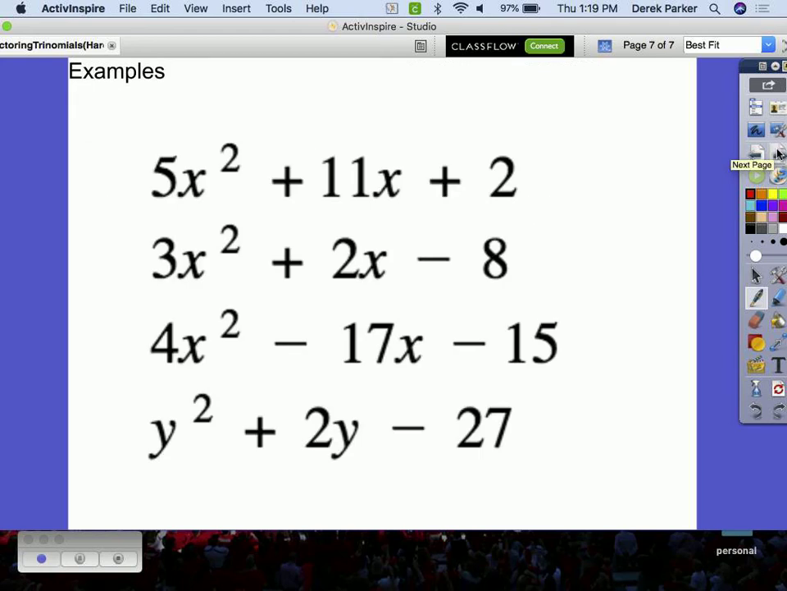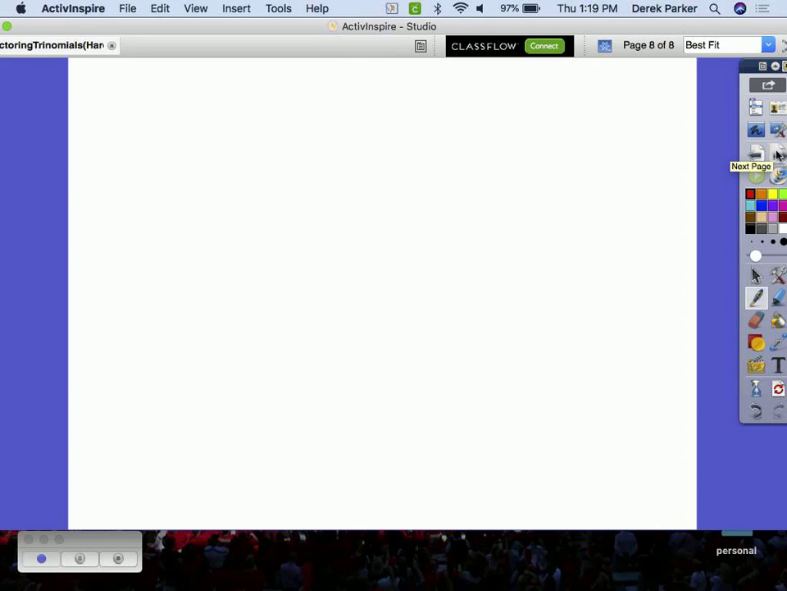Now, I have a few example problems that I'm going to do today with you. We'll start off with the first one: 5x squared plus 11x plus 2.